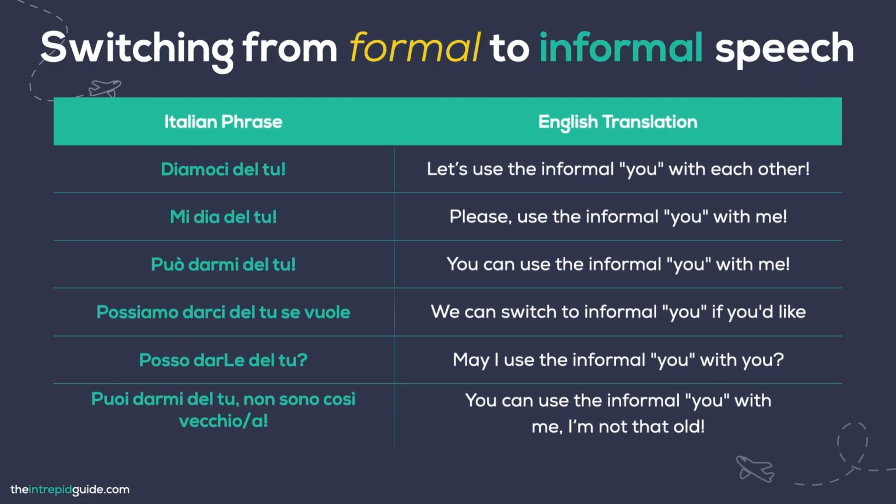Diamoci del tu. Let's use the informal you with each other. Mi dia del tu. Please use the informal you with me. Può darmi del tu. You can use the informal you with me. Possiamo darci del tu se vuole. You can switch to informal you if you like. Posso darle del tu? May I use the informal you with you?